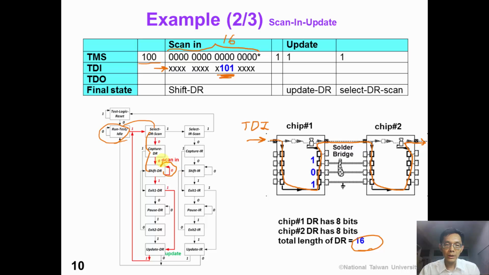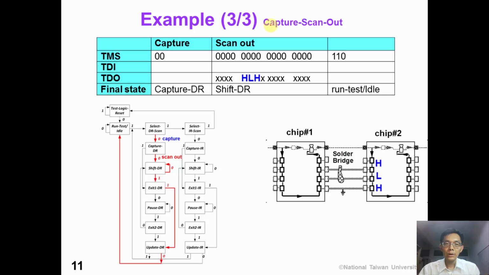After we scan in all our test data, we can apply a sequence of 1, 1, and 1. And we are now in the select DR scan state. But we are not done yet. We need to capture the response from the chip number 2 input side. So we apply a 0 to capture the response and another 0 again. We are now in the shift DR state.